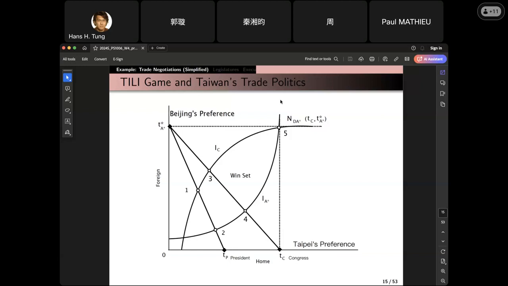So what's the solution? What's the equilibrium of this game? 0.2, right? Right, so it's 0.2, because the president is going to choose the point that is closest to his own ideal point. And at the same time, this point is located right inside the win set. So in other words, this point is acceptable to both Taipei and Beijing, the Congress, I mean. All right, so far, so good. It's basically a repetition of what we did last week. Nothing special, nothing surprising. But the problem is, this is not something that has happened, right?